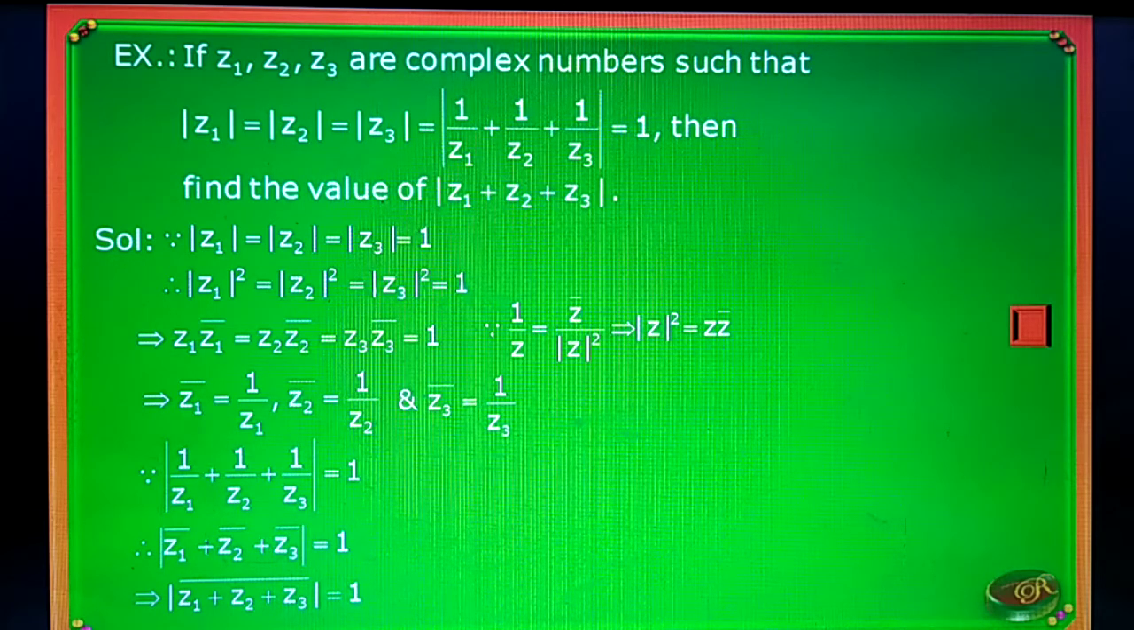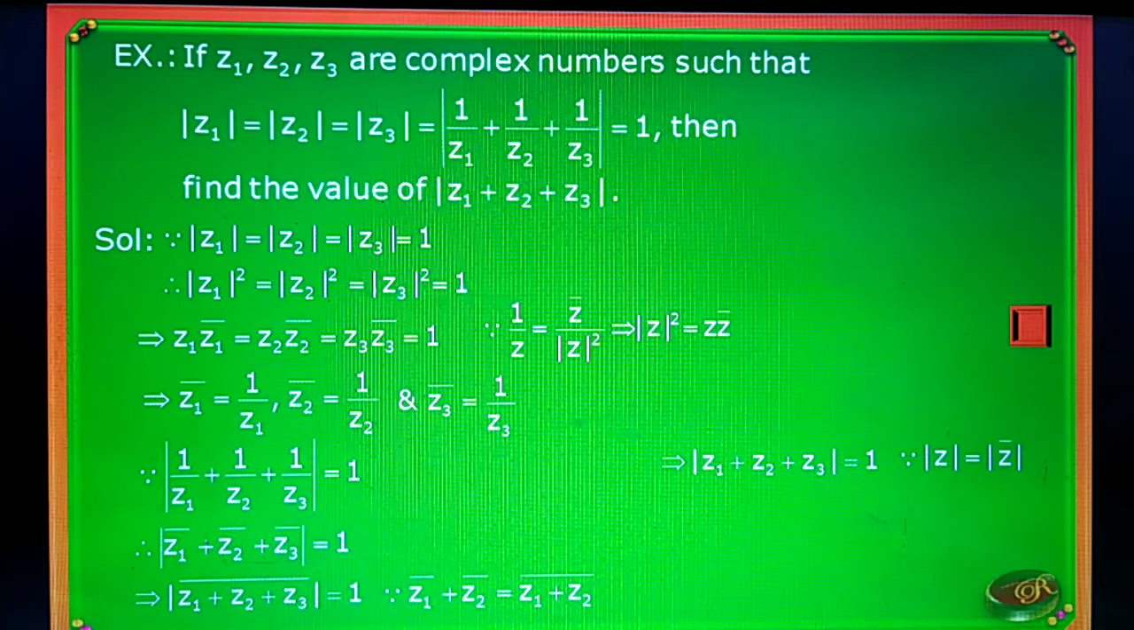Because conjugate of Z1 plus conjugate of Z2 is equal to conjugate of Z1 plus Z2. Implies modulus of Z1 plus Z2 plus Z3 is equal to 1. Because modulus of Z is equal to modulus of conjugate of Z.